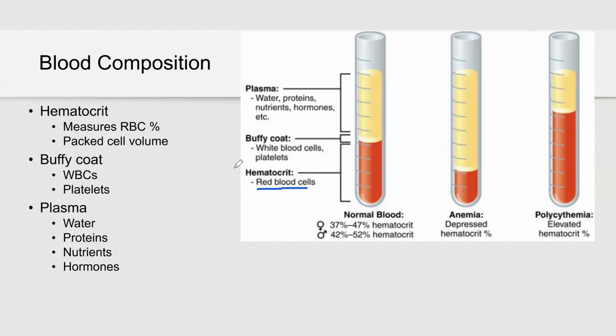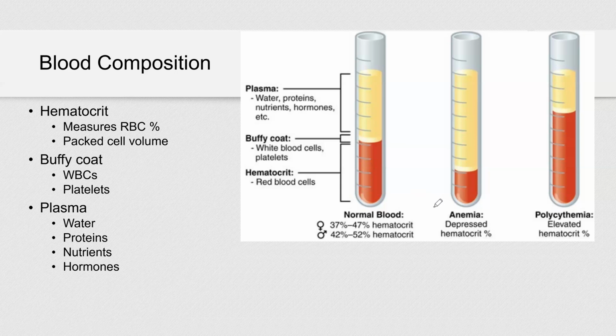Now, these red blood cells have a special name. We call it hematocrit. Normal hematocrit is about 45%. And you can see here, this is a symbol for female, and this is a symbol for male. It might be a little bit lower in females and a little bit higher in males. But normal hematocrit, if you want to remember one number, is around 45%.